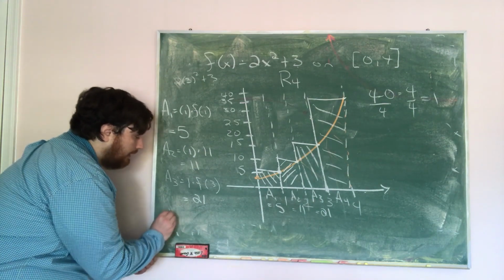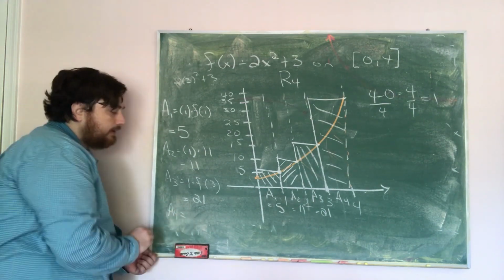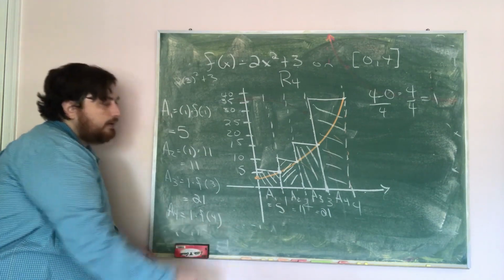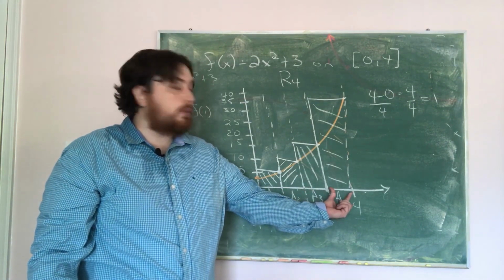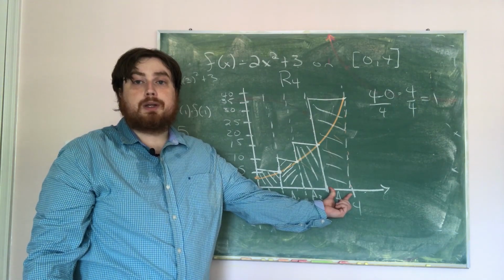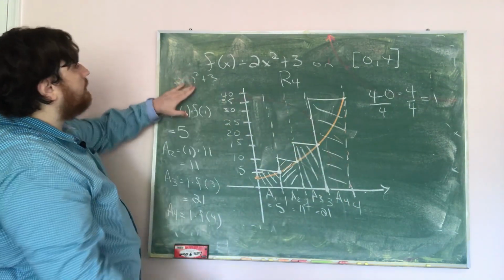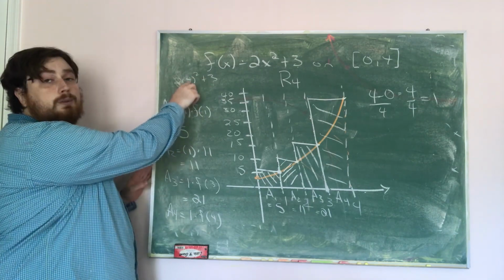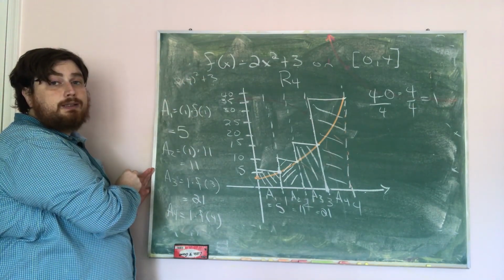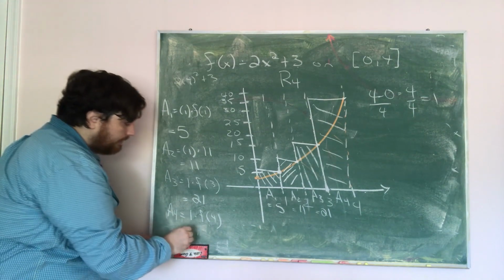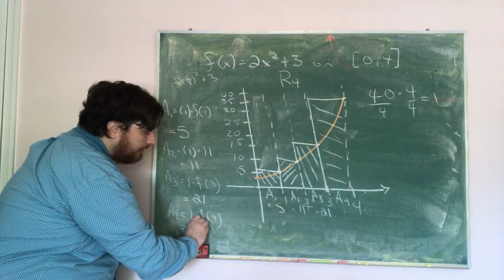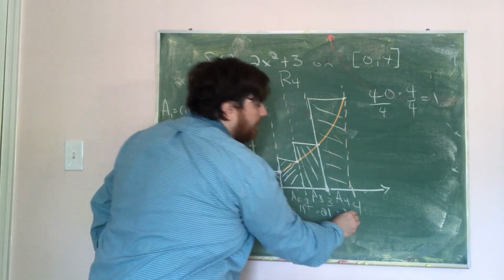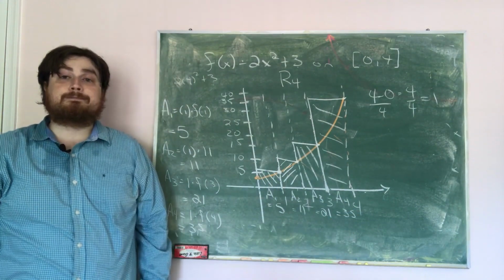Moving on, I have the area of my fourth rectangle. Again, the width is 1, but the height is going to be, well, the right endpoint from 3 to 4 is 4, so I would plug 4 in. Now f of 4 is going to be 2 times 4 squared plus 3. Well, 4 squared is 16, 16 times 2 is 32, plus 3 is 35. 35 times 1 is 35. So the area of the fourth rectangle is 35.